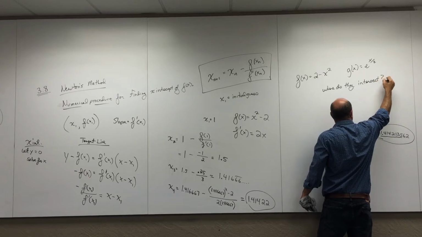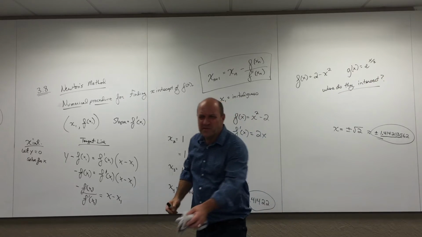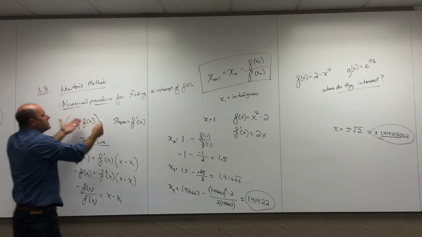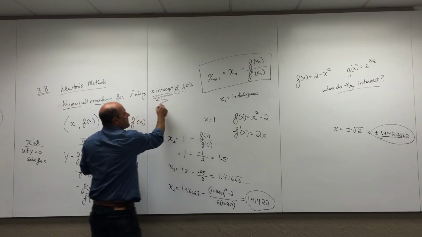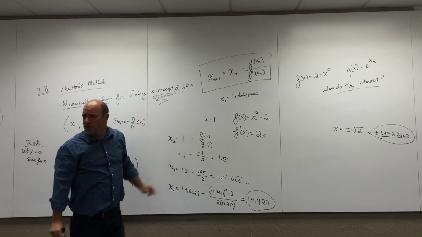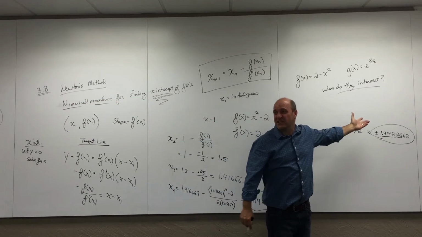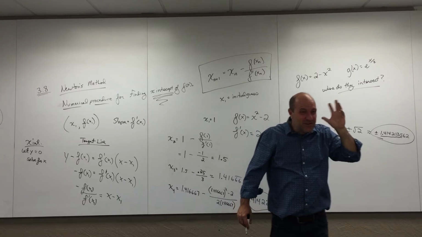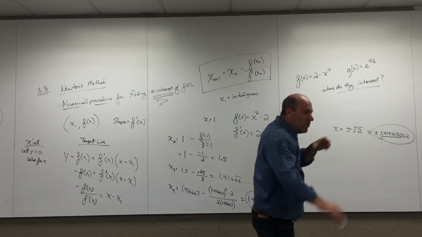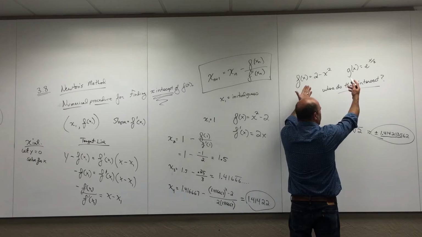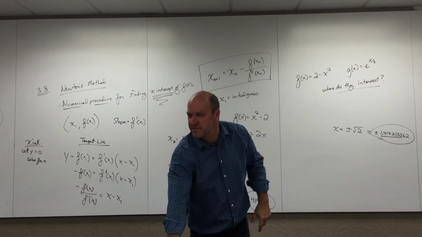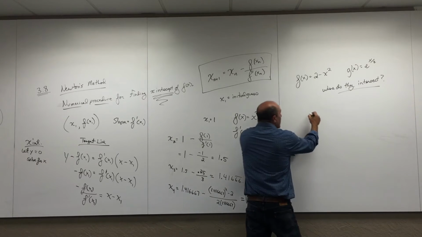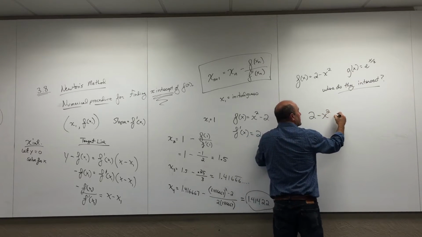And you might say to yourself, wait a minute, what's Newton's method good for? It's a numerical procedure for finding an x-intercept of a function. Nobody said it was good for finding a point of intersection. But can your brain adapt? Can you change this problem? What do you do when somebody says find a point of intersection? Set them equal to each other. You're right. You set them equal to each other.